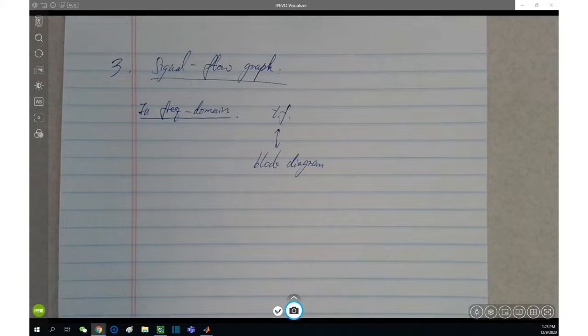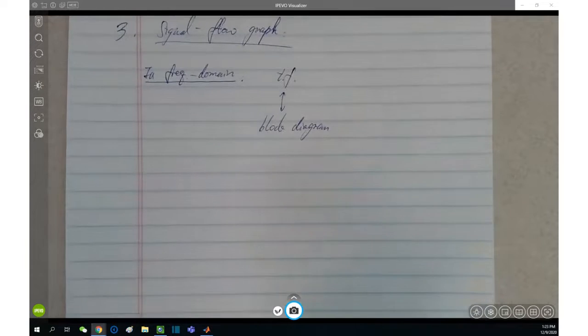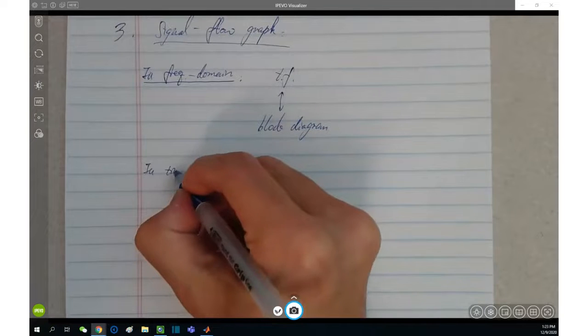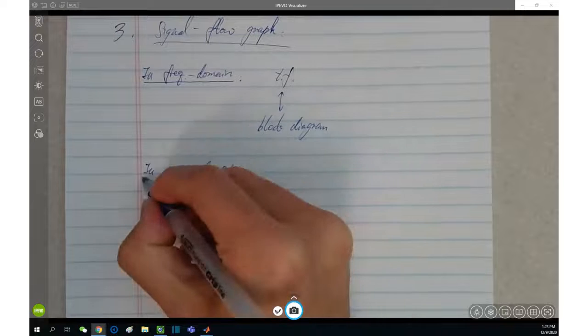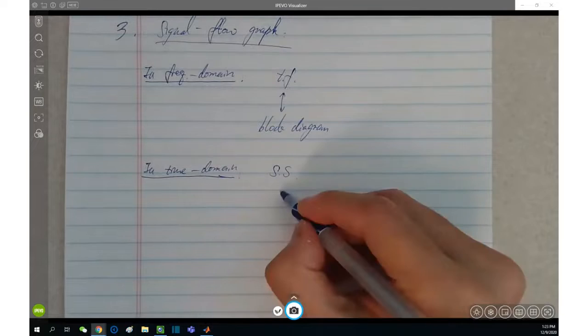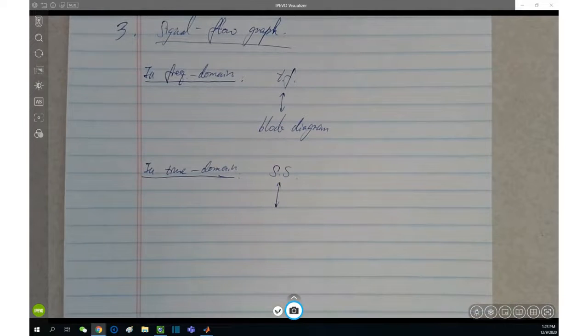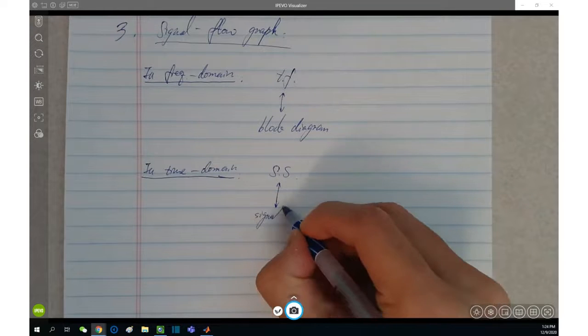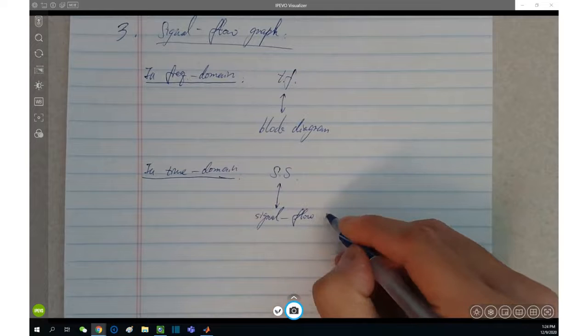And the block diagram is trying to do what? It's trying to represent the system, visualize the system. Okay. So a different, alternative way to represent the model of the system. Following this idea, in the time domain, our model is state space, right? Correspondingly, we also have a graph or diagram to visualize the system. It's called signal flow graph.